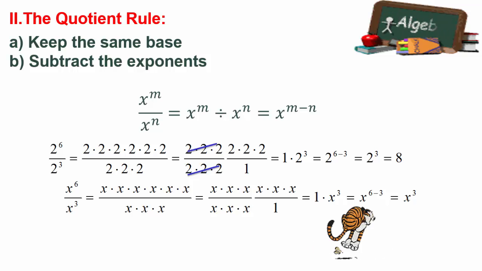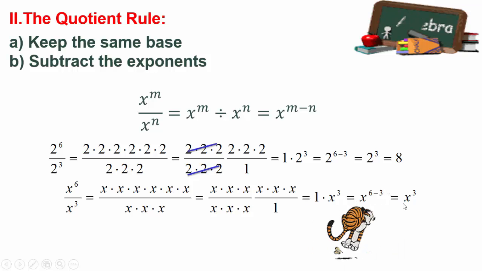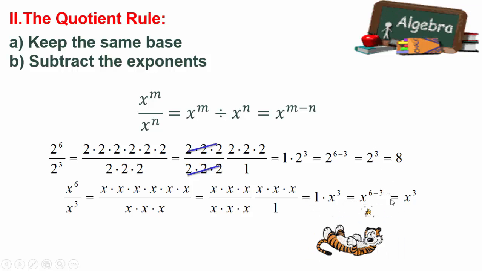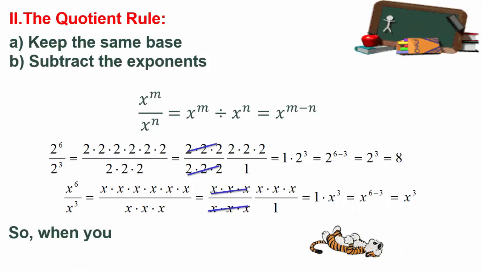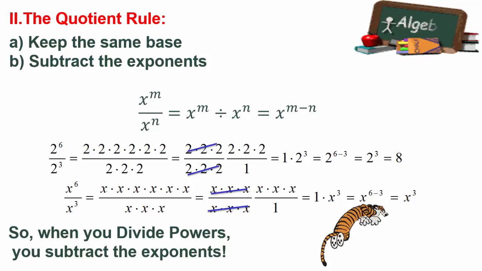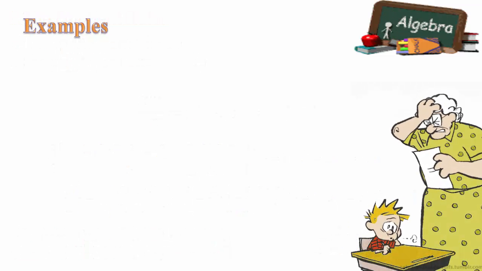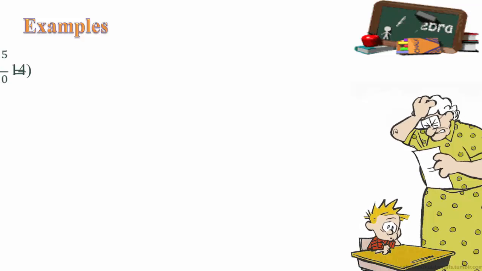And so here's just another example where we're using the variables instead of the 2s, and the same idea, as one can see, that in the end, instead of getting 2 cubed, you get x cubed. So when you divide powers, you subtract exponents. So let's look at some examples.